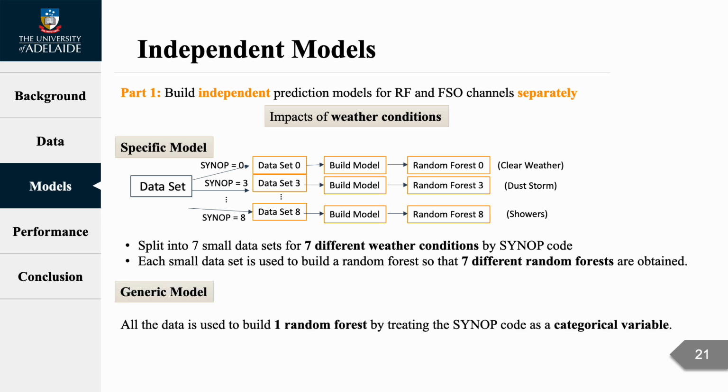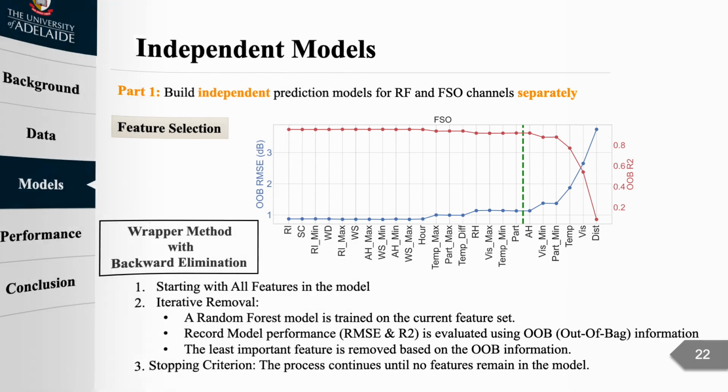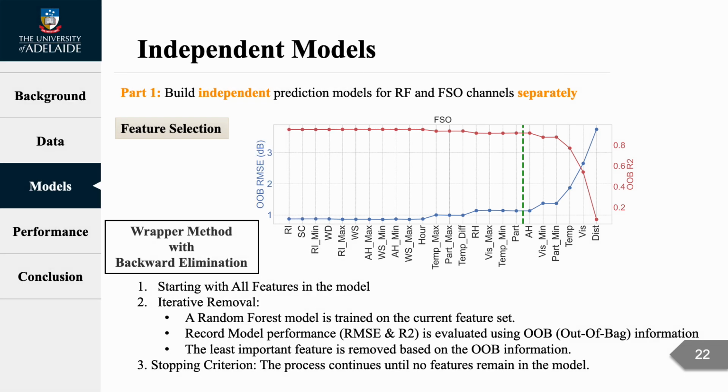We also built a generic model by treating the synop code as a single categorical variable and training one random forest model on the entire dataset. As I mentioned during data exploration, our dataset has some highly correlated features, which can cause random forests to overfit. So, before building each random forest, I perform feature selection to avoid that issue.